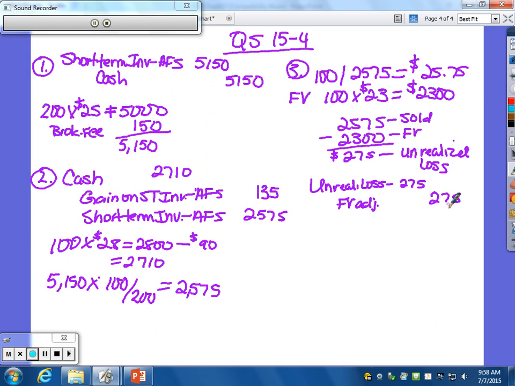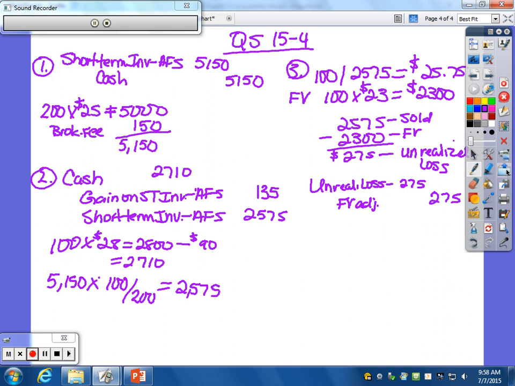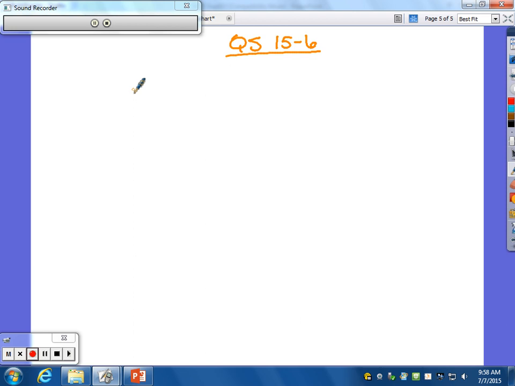Okay, quick study 15-6. Complete the following description by filling in the blank. Number one, equity securities giving an investor significant influence are accounted for using blank. How are significant influence equity securities accounted for? What method?